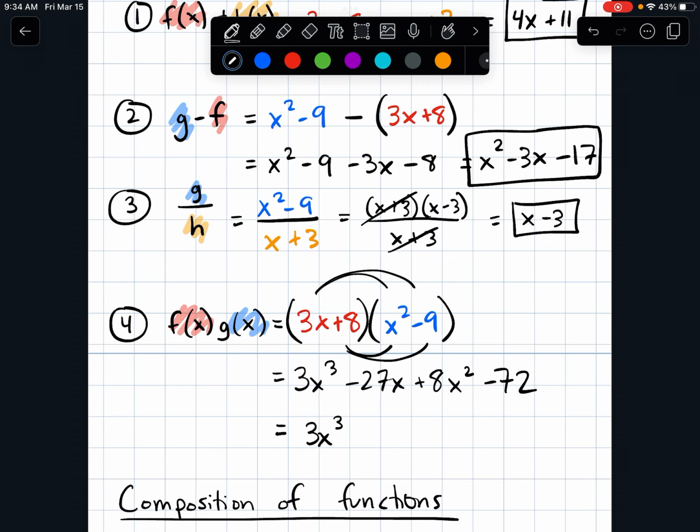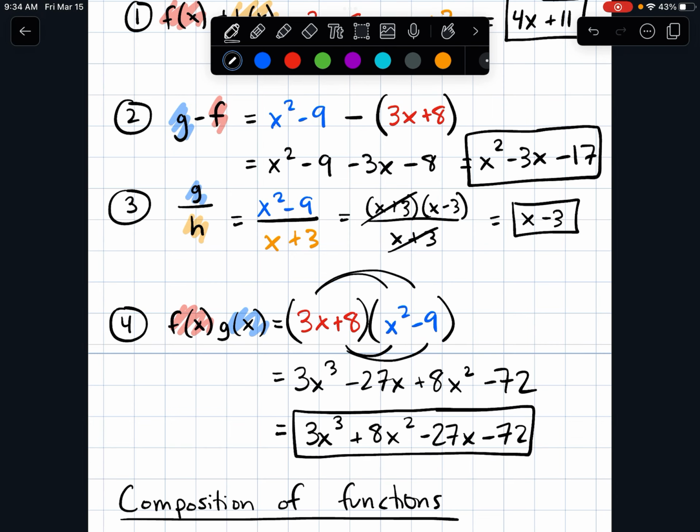So we get 3x cubed. Don't really have any like terms here, but I can write this in standard form, which would be preferred. So 3x cubed plus 8x squared minus 27x minus 72. All right, so this would be your answer. Again, trying to write that in standard form at the end.